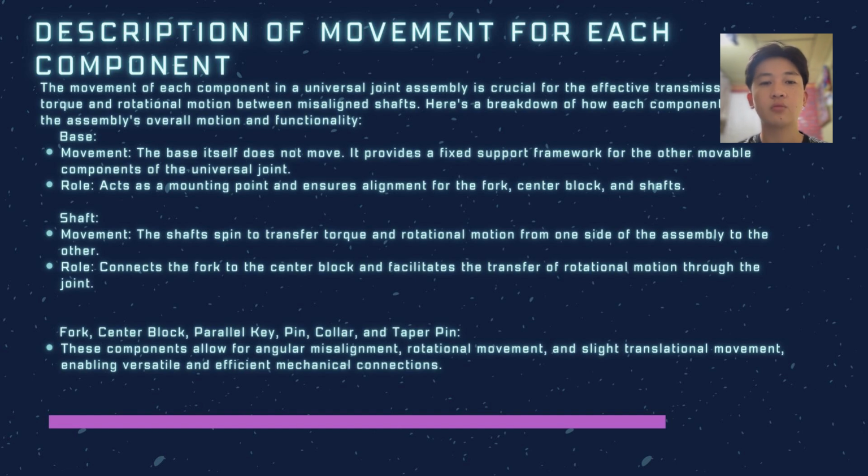The shaft. Movement: the shaft spins to transfer torque and rotational motion from one side of the assembly to the other. Role: connects the fork to the center block and facilitates the transfer of rotational motion through the joint. Fork, center block, parallel key, pin, collar, and taper pin: these components allow angular misalignment, rotational movement, and slight translational movement, enabling versatile and efficient mechanical connection.